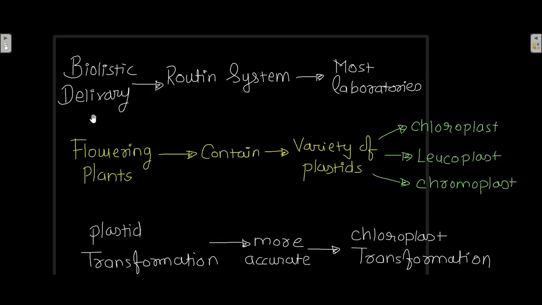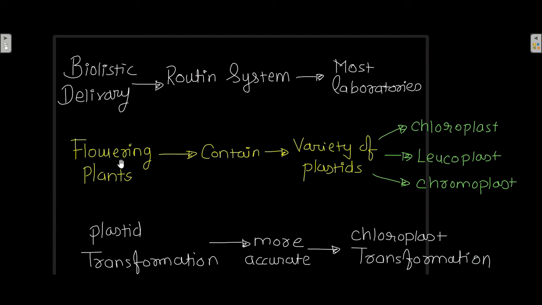Now the other strategy that we discussed is biolistic delivery, and biolistic delivery for chloroplast transformation or any other cell transformation is a routine system in most laboratories.